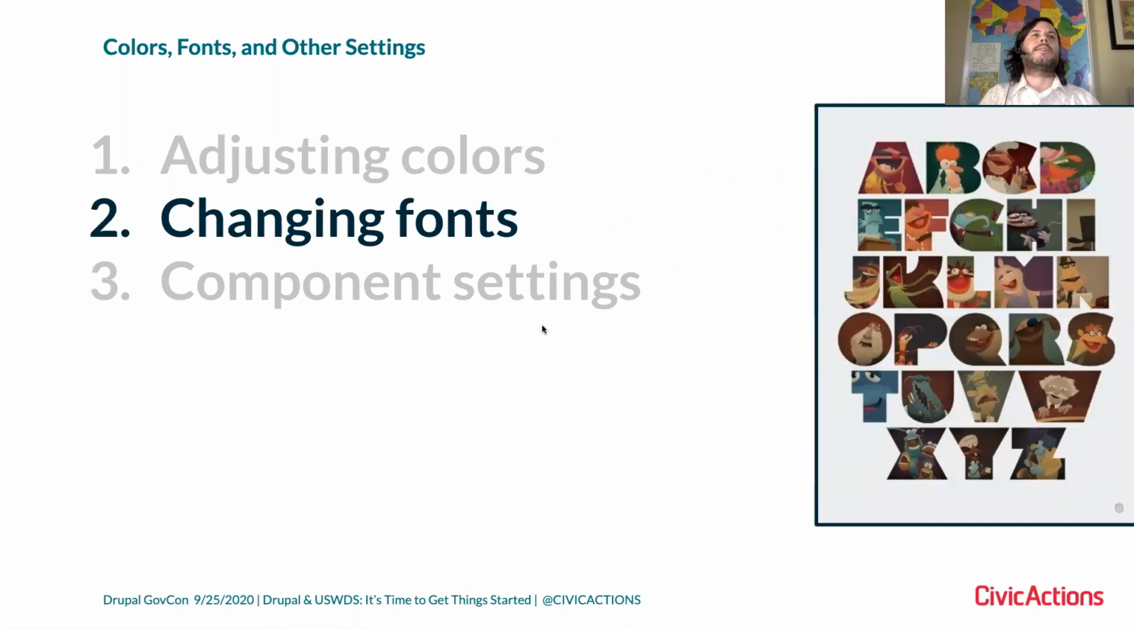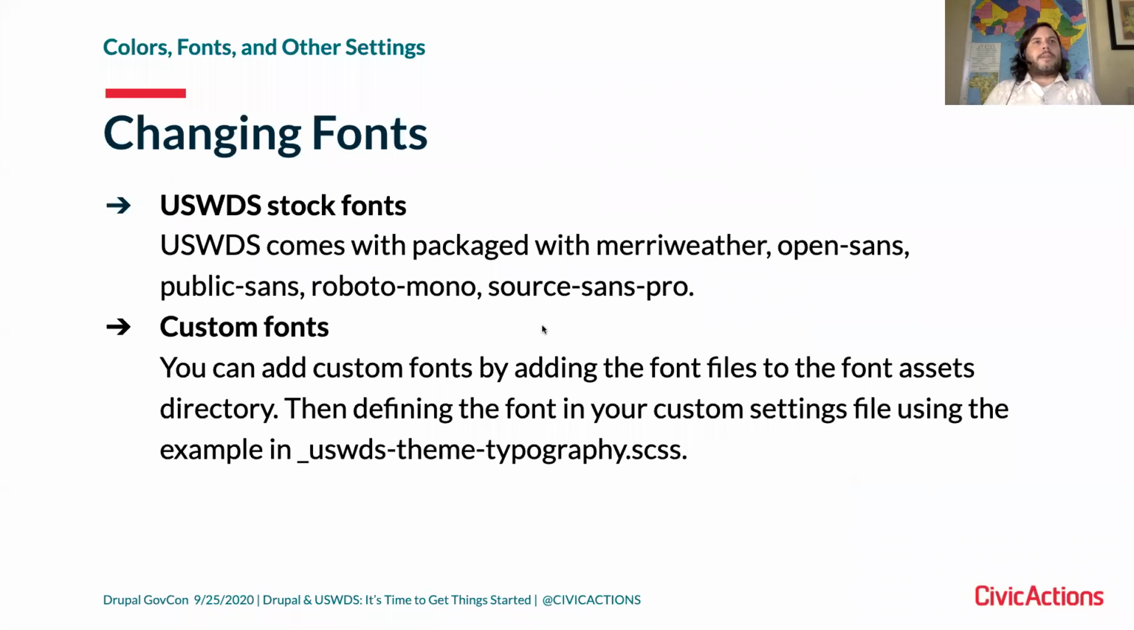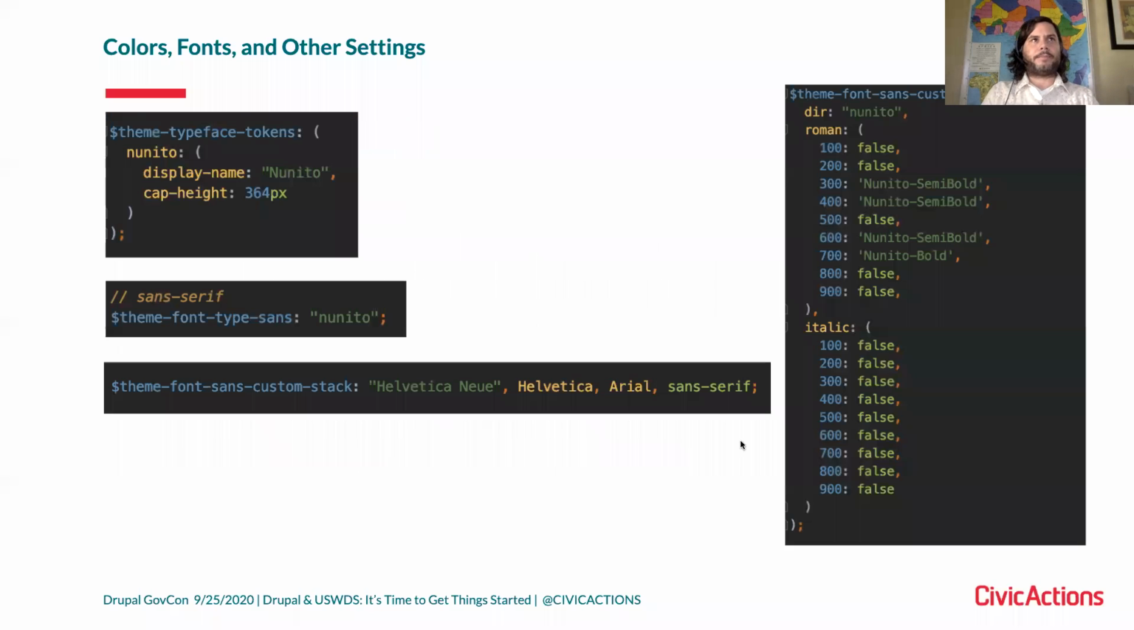Let's talk about fonts next. USWDS comes packaged with a standard set of fonts that include Merriweather, Open Sans, Public Sans, Roboto Mono, and Source Sans Pro. You can also add some custom fonts, and to do that, you need to add them to your font assets directory, and then you have to define them in that custom settings file. There's an example that they've set up for you inside of this USWDS theme typography settings file. And what some of this looks like is this.